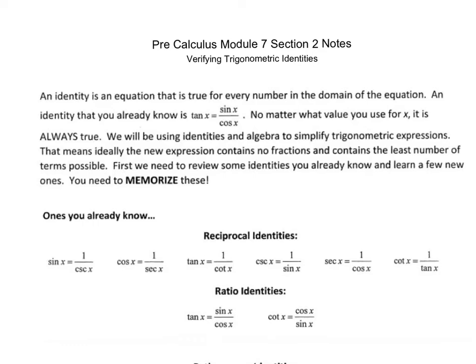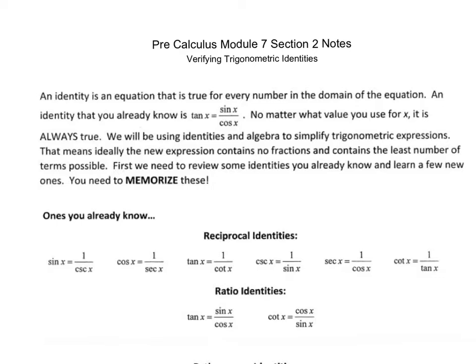So in section 1, we talked about an identity, and it's an equation that's true for every number in the domain of an equation. So for example, we know tangent of x equals sine of x over cosine of x. So that means no matter what value we use for x, it is always true.